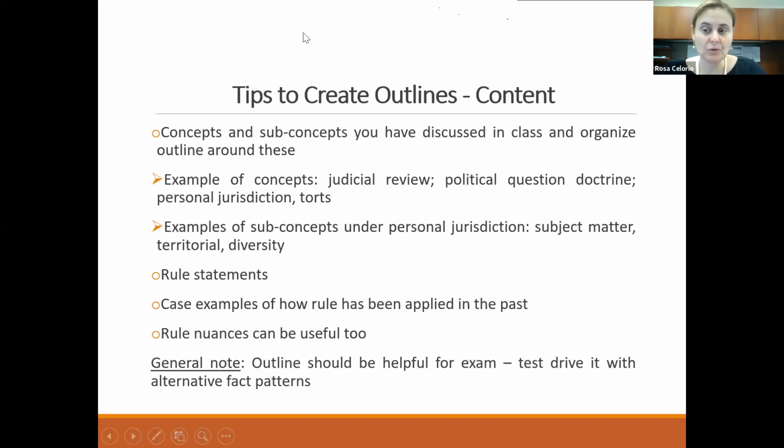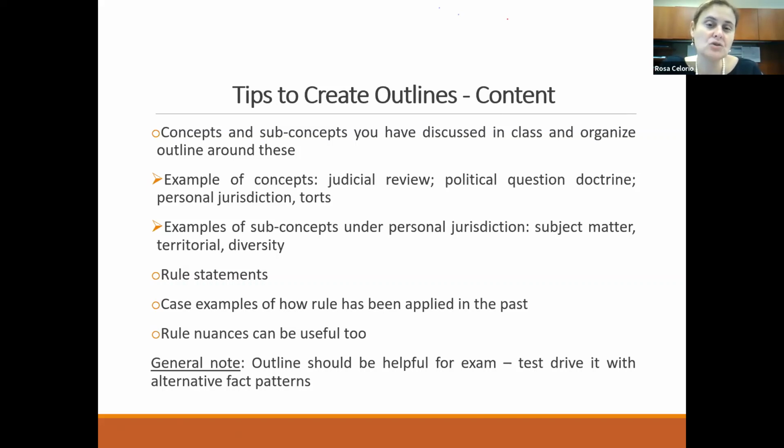So I always tell students that it's a good idea to go through the methodology and the process of preparing an outline, even though it can be very painful. It is a good idea to do your work as you go, and not leave all of your work for the last minute. I wanted to give you some examples and tips of how to create outlines.